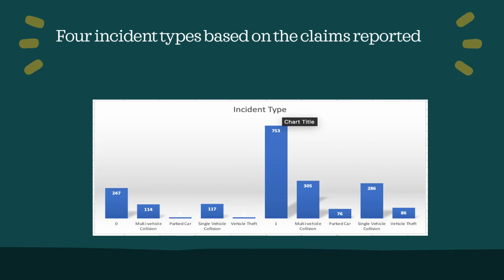This is the second graph, for incident type based on the claim reported. There are four different types of accident: multi vehicle collision, parked car, single vehicle collision, and vehicle theft. You can see here in zero we have 244. Multi vehicle collision we have 140, the parked car is low, and single vehicle collision is 117. Number one is 753.